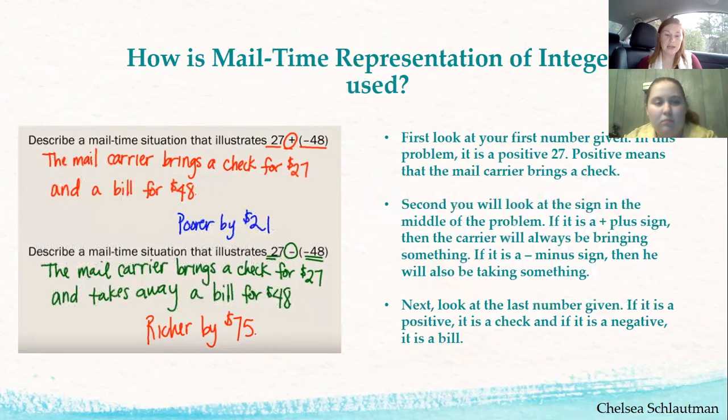So let's look at the second portion of this problem here. It shows 27 minus a -48. So the +27 at the beginning of the problem means a check. He will be bringing you a check. The minus sign means he will be taking away something, and the -48 means a bill. So he will be taking away a bill for $48.